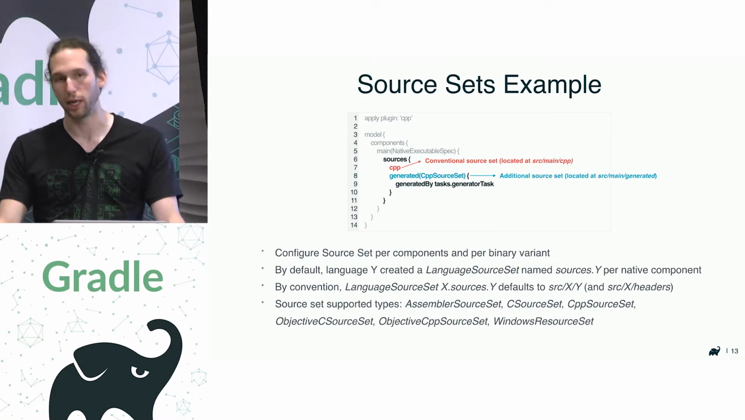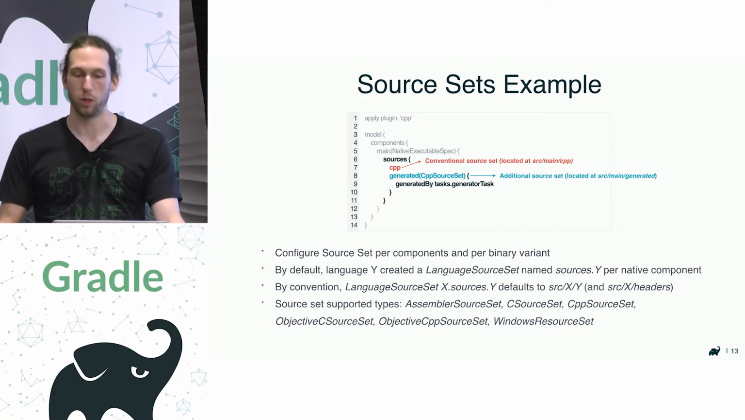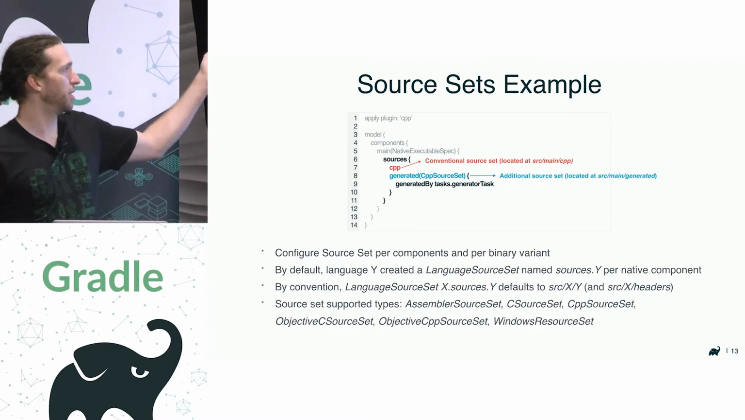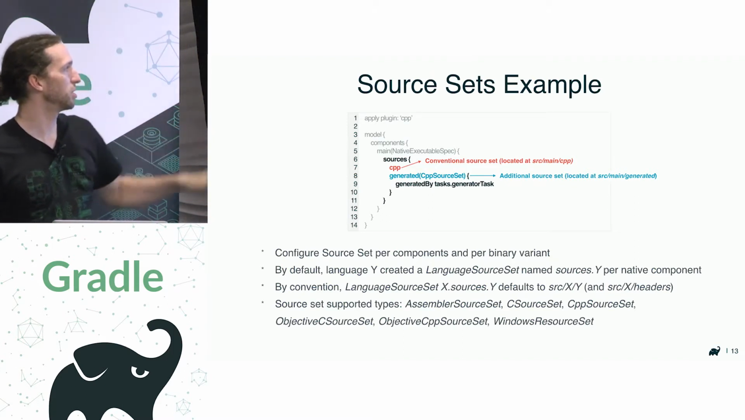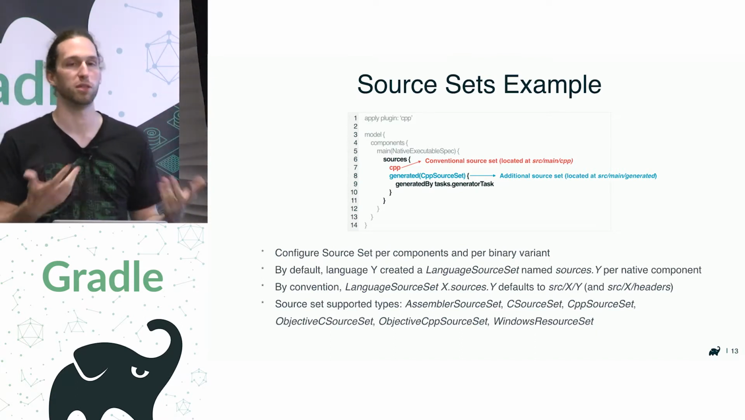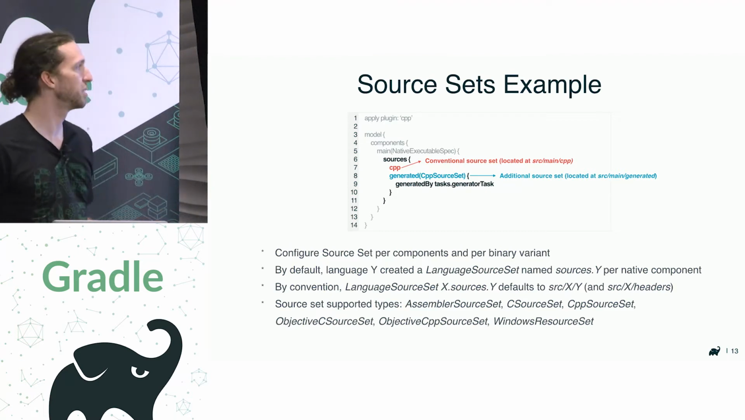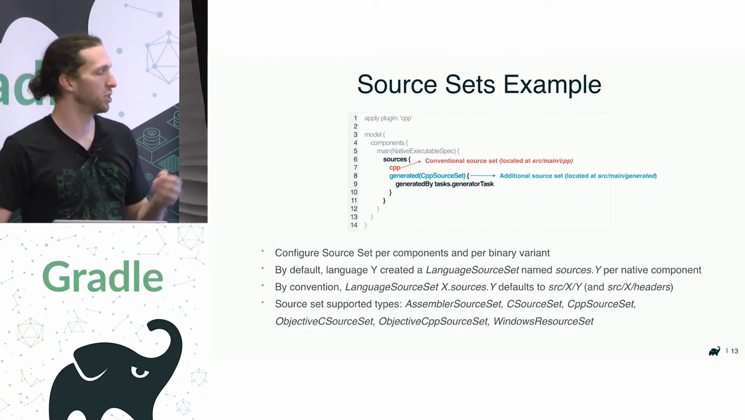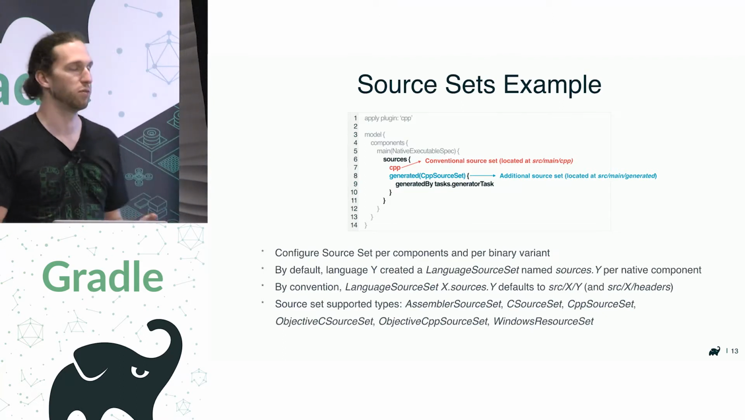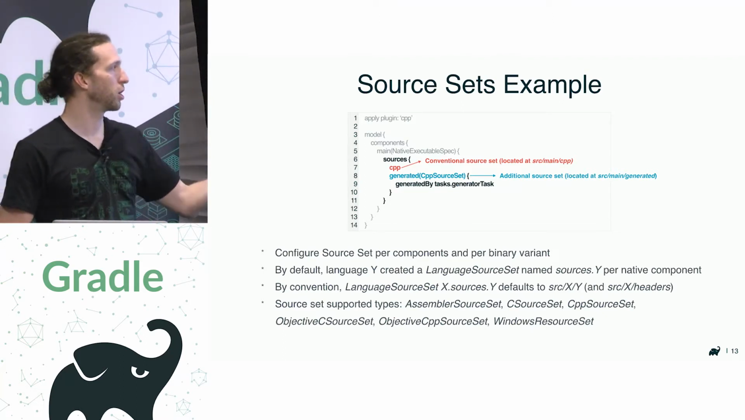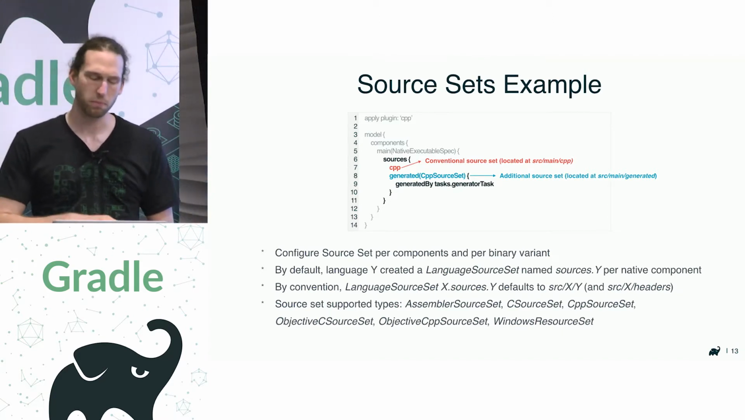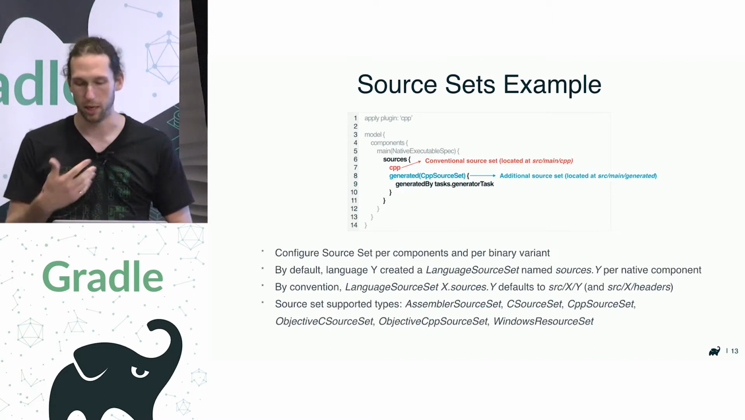By default, each language plugin will add one language source set to the component. So in this example, we applied the C++ plugin, so the CPP source set is already created, and if we want to configure it, we don't need to specify any type, it's just there, it already exists. This is what we call a conventional source set. By convention, the location of the source will be src, the name of the component, and then the name of the language source set. It can be changed if you want, and there you can just change it.